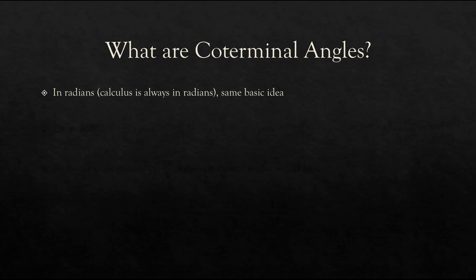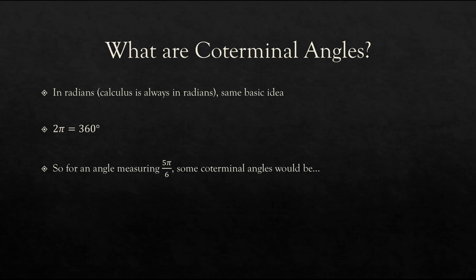Calculus is always in radians, though, so I want to mention what coterminals are like in radians. It's the same basic idea. The only thing you have to remember is that 2 pi radians is 360 degrees. So instead of adding or subtracting some multiple of 360, you're going to add or subtract some multiple of 2 pi, right?